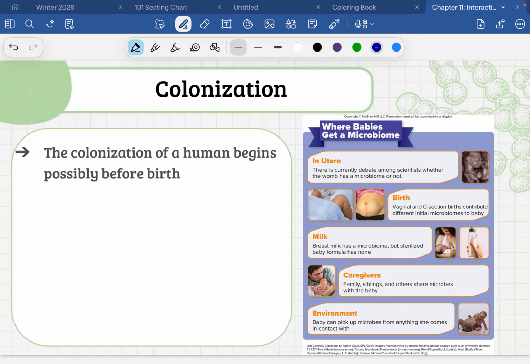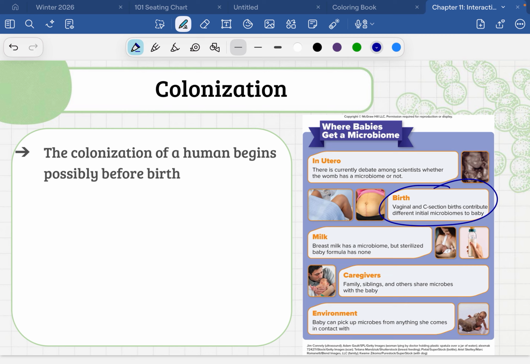But a huge part of that colonization is going to be birth. So vaginal births in particular, right? It's called that because the baby passes through the vaginal canal. Well, vaginal canals have tons of bacteria in them. And as a baby passes through a vaginal canal, the fluids and things like that from the vaginal tract get in the baby's eyes, nose, mouth, ears, on their skin, in their genitals.